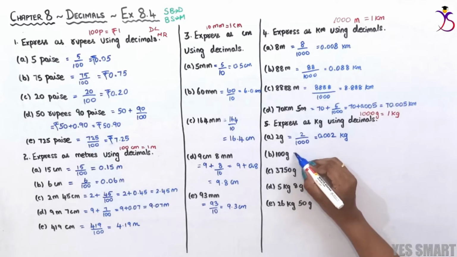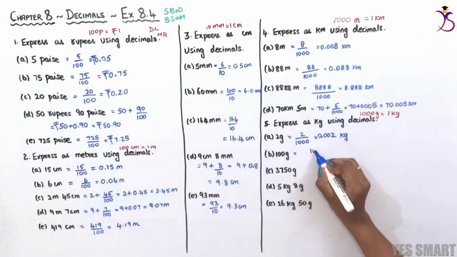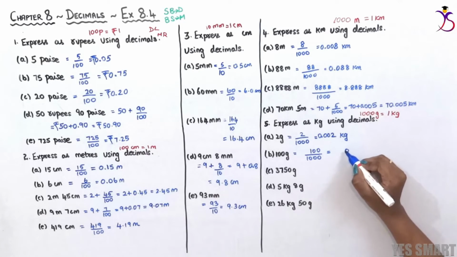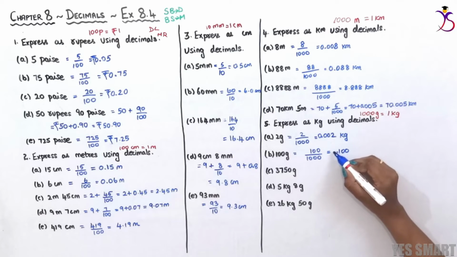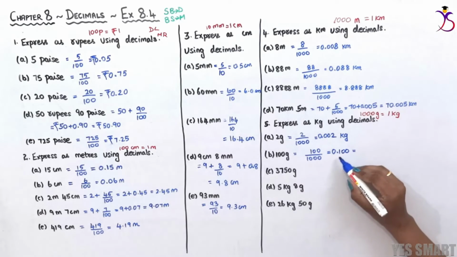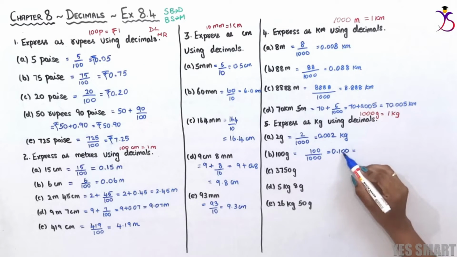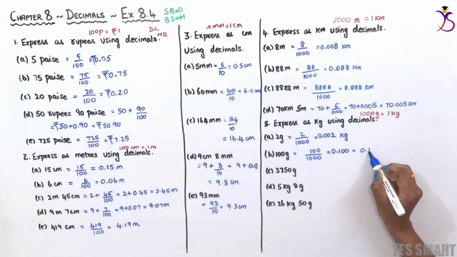Next, 100 gram. 100 divided by 1000. Same. 1, 2, 3. So I'm placing the dot here. Then it is 0.100. Zeros after the decimal point having no follow-up values, that is, there is no other value after these zeros which comes after the decimal point, then they don't hold any value. So we can write it as 0.1 kg.